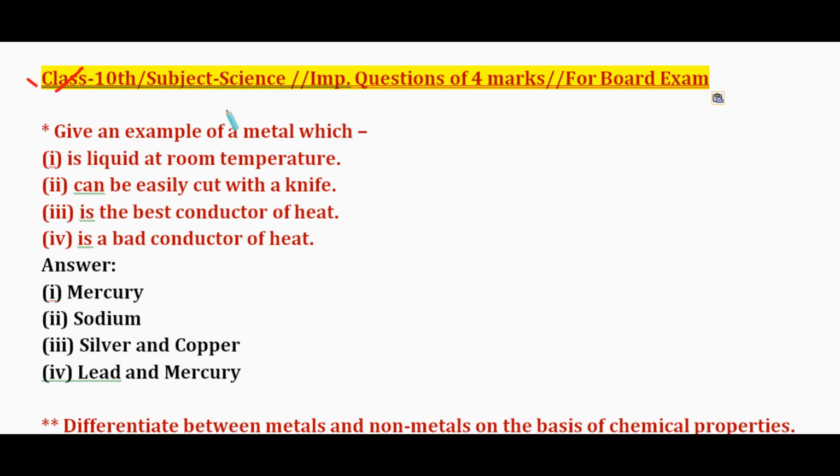Class 10th, subject science, important questions of 4 marks for board exam. Let us see the questions. Give an example of metal which is liquid at room temperature. Answer is mercury. Which can be easily cut with a knife? Answer is sodium. Which is the best conductor of heat? Silver and copper. Which is a bad conductor of heat? Lead and mercury.